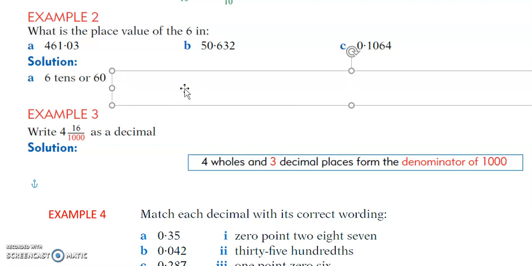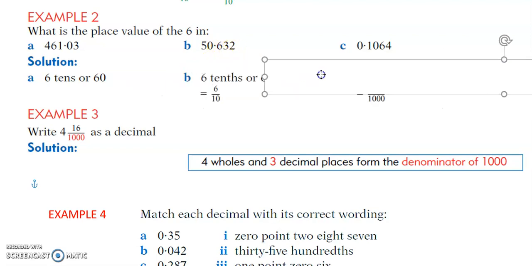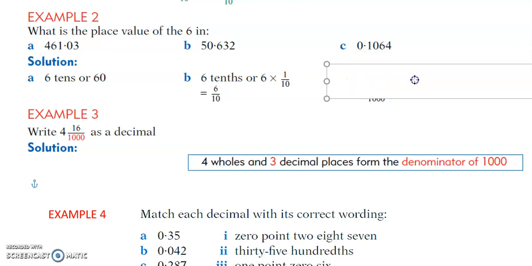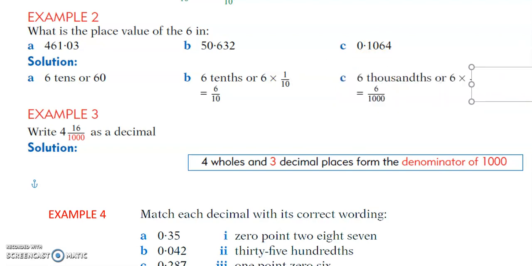In the second one, it's 50.632. Now that's to the right of the point, so it's going to be 6 tenths, or 6 times 1/10. And in the third one, again, it's to the right. So I'm going to be thinking about how many places to the right it is. It's 3 places, so it's going to be over 1,000. Okay, so 6 thousandths or 6 on 1,000.